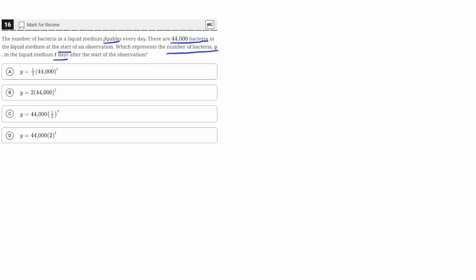Since the number of bacteria doubles every day, we are dealing with an exponential function, which will look something like this, where Y is the number of bacteria, A is some constant, B is some constant, and T is the number of days after the start of the observation, and the independent variable here.